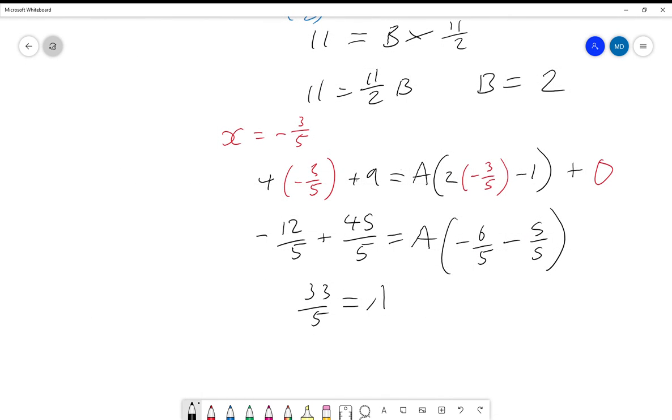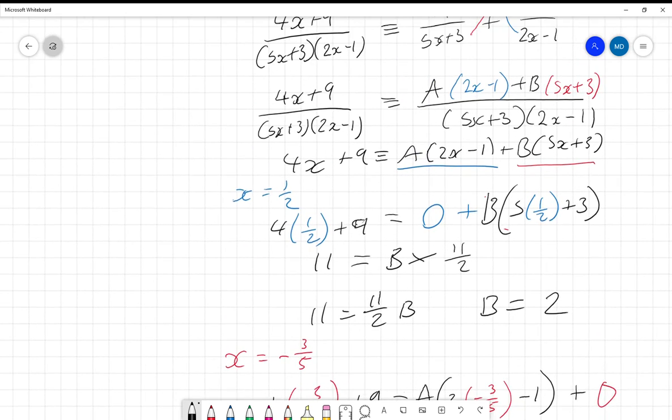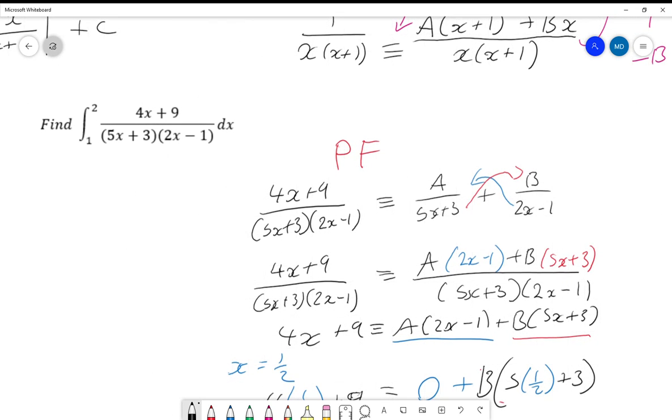So we get 33 over 5a is equal to a multiplied by negative 11 over 5. And that gives us that a must be equal to negative 3. And so now we've done our partial fractions. So we get b equals 2, a equals negative 3. And so we can write down that this is equivalent to negative 3 over 5x plus 3 plus 2 over 2x minus 1. And we can plug that in to our integral.